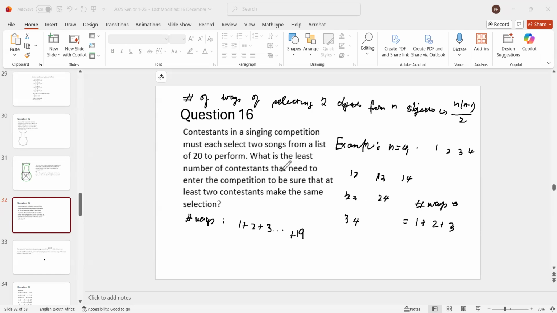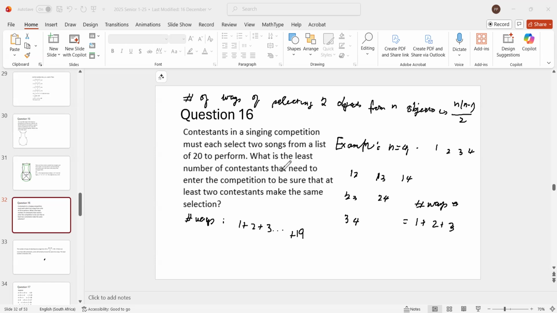You see, I haven't come to the question yet. I should have done that. What is the least number of contestants that need to enter the competition to ensure that at least two contestants make the same selection? What it means is that you can have a number of people who are selecting two songs. And is it possible that no two people select exactly the same pair?